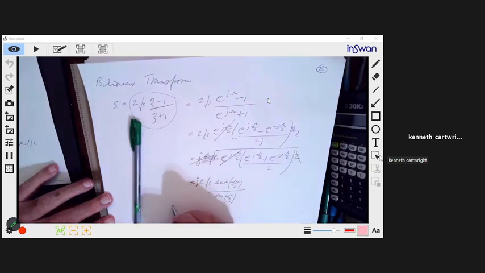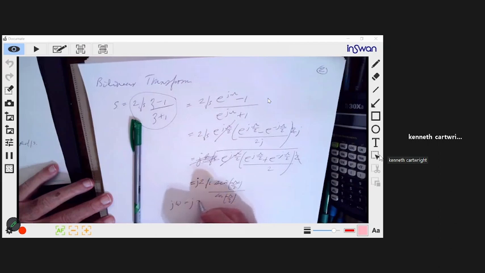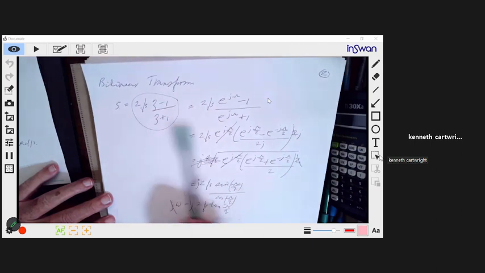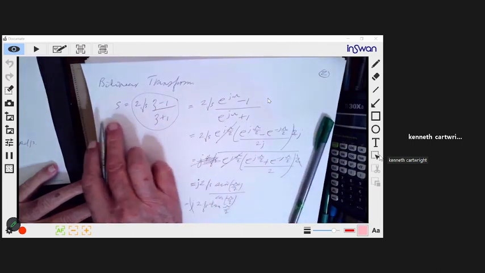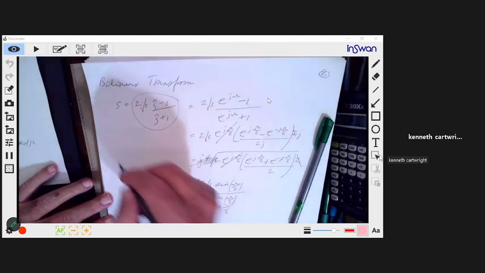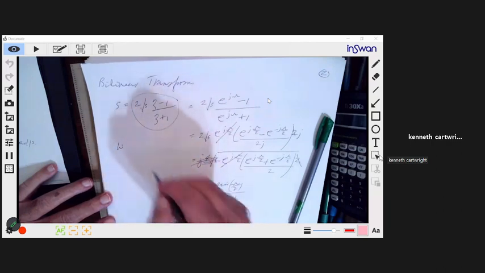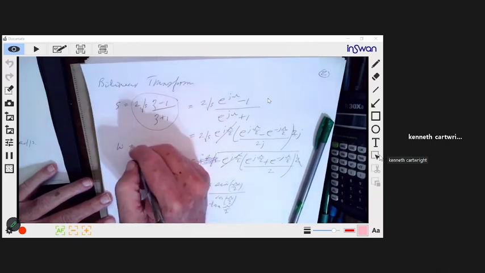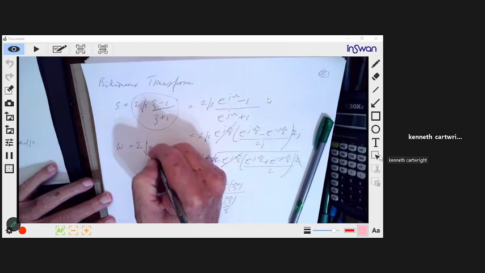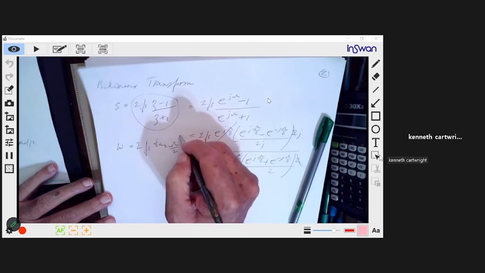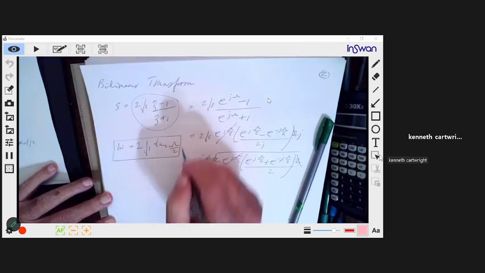Therefore, we now have j omega equals j2fs tan omega over 2. So the j cancels the j. So this transformation takes analog frequency and relates it to digital frequency. When we use the bilinear transform, this is now the relationship.